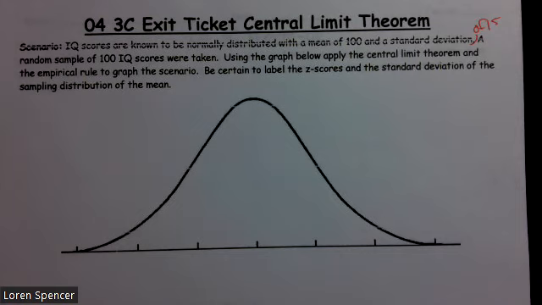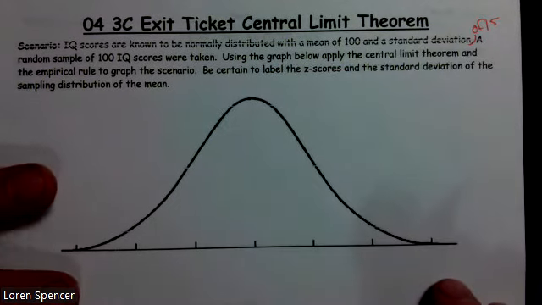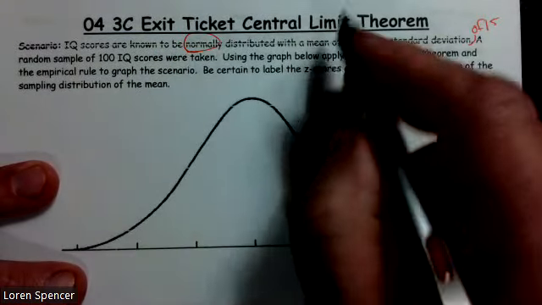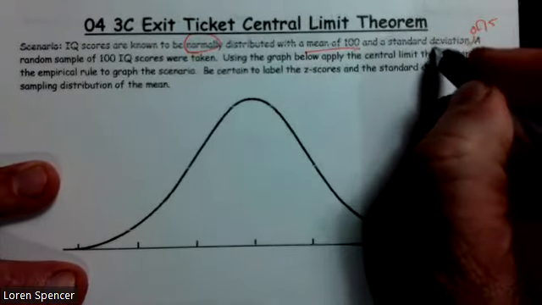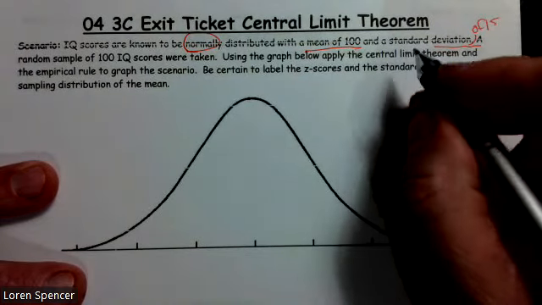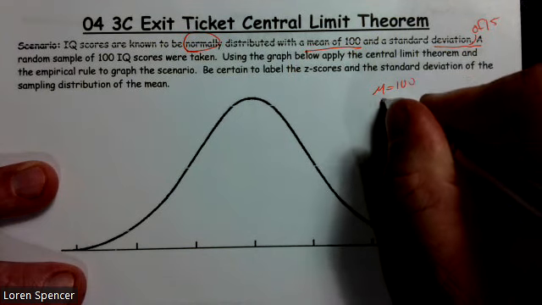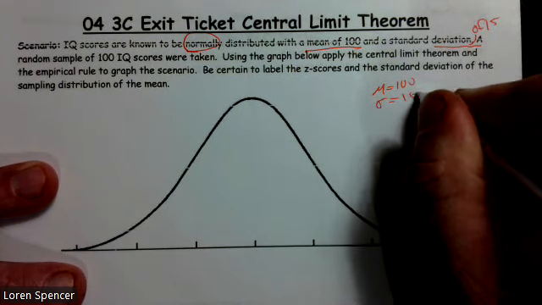We're going to look at an exit ticket on central limit theorem, and we're going to go back to an old problem on IQs. In general, IQ scores are known to be normally distributed. That's key. It's very important, with a mean of 100 and a standard deviation of 15. So we're normal, mean is 100, standard deviation is 15.